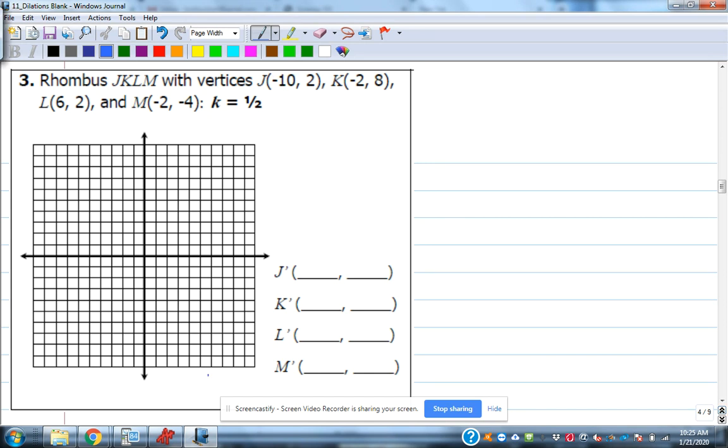And so negative 10, 2. There's J. K is at negative 2, 8. And then L, 6, 2. And then M is at negative 2.